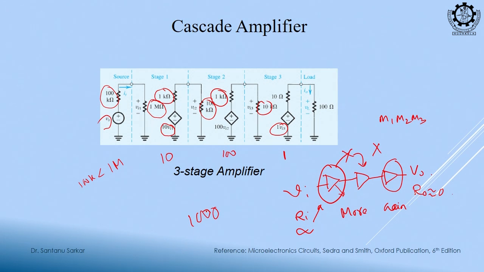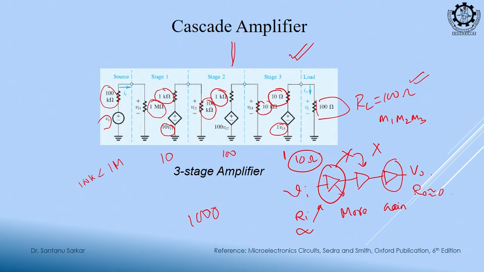So the gain is achieved. Now, why is the third stage required? To match the output impedance requirement. Here the output impedance is only 10 ohm, which is relatively small, since my load is 100 ohm. So I have to design a stage whose output impedance is much less than 100 ohm. If I stop here, what is my output impedance? 1 k, which is larger than this. So I cannot transfer my output voltage amplification to the load, clear.